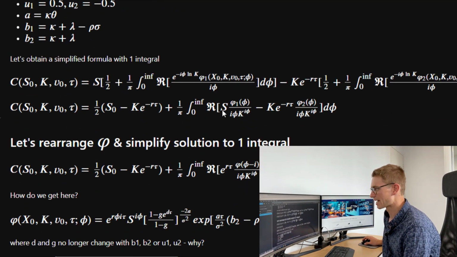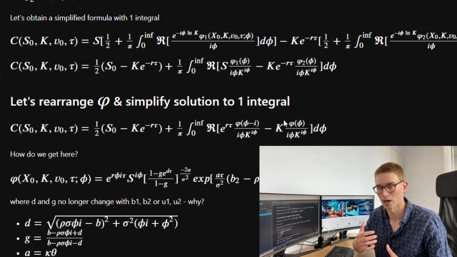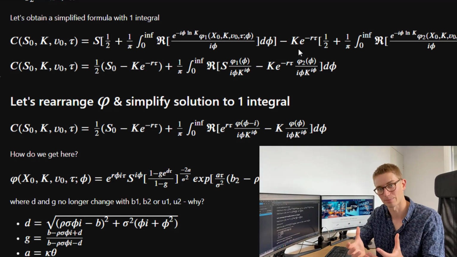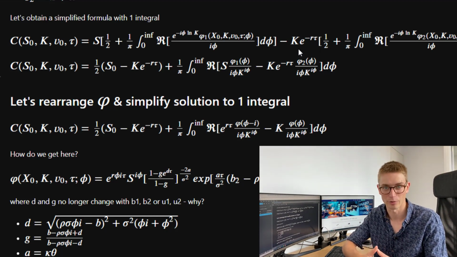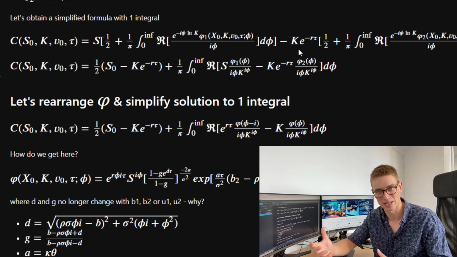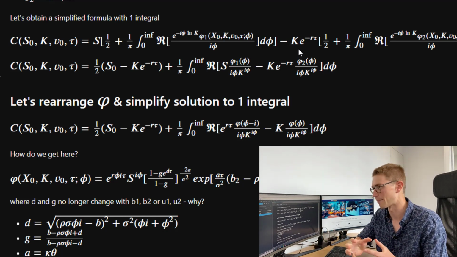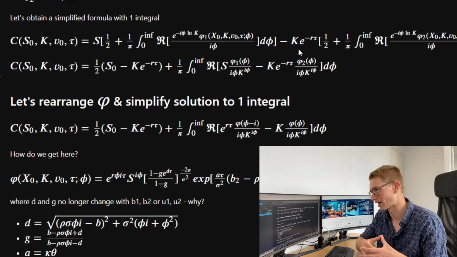What I will say now is that as soon as you want to try and simplify it in terms of one integral, so remember we have S times P1 minus K, the discounted strike, times P2, as soon as you want to actually simplify that formula into one integral, that's where I think a lot of the online resources have mixed up signs and made small mistakes. So it's really hard to find what is the true one integral under European pricing.